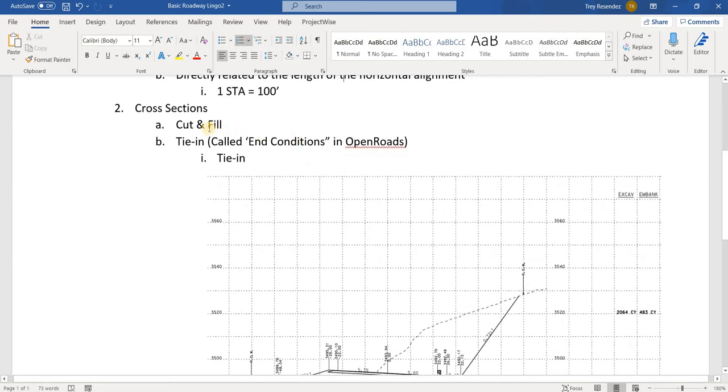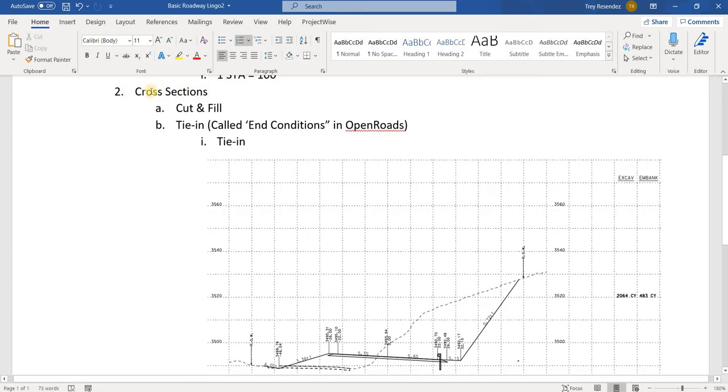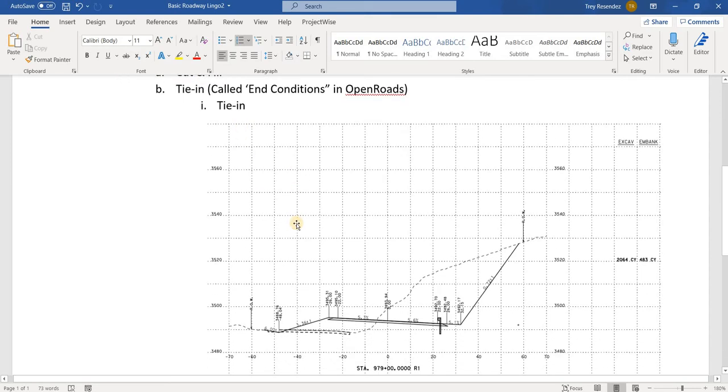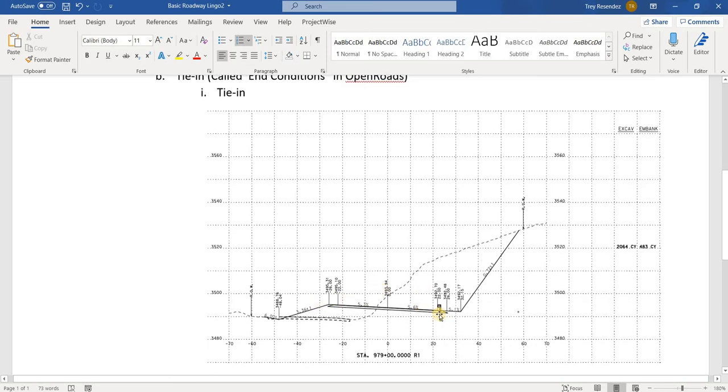The next term that we're going to look at is related to cross sections, and it's going to be cut and fill. So here we have a cross section at station 979, referencing the same alignment that we were showing in the plan and profile sheet. And we can see here we have a super elevated section. I went over what super elevation means in episode 1 of Roadway Lingo, so if you haven't seen that, go check that out.